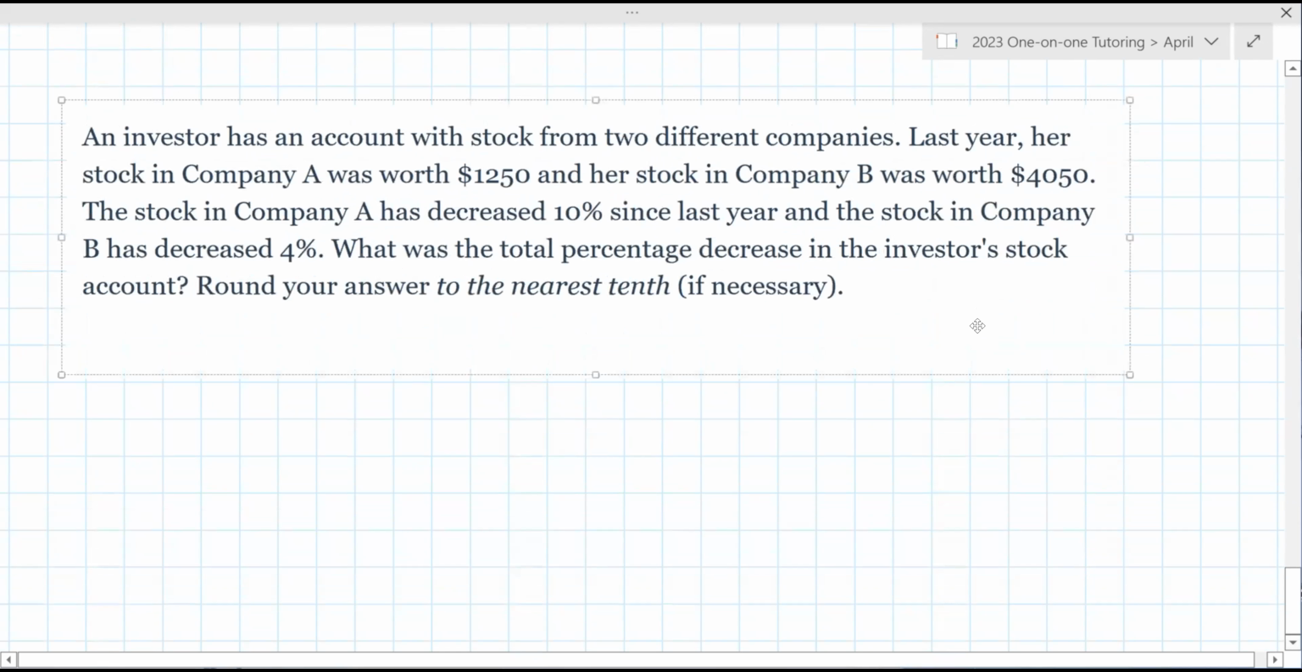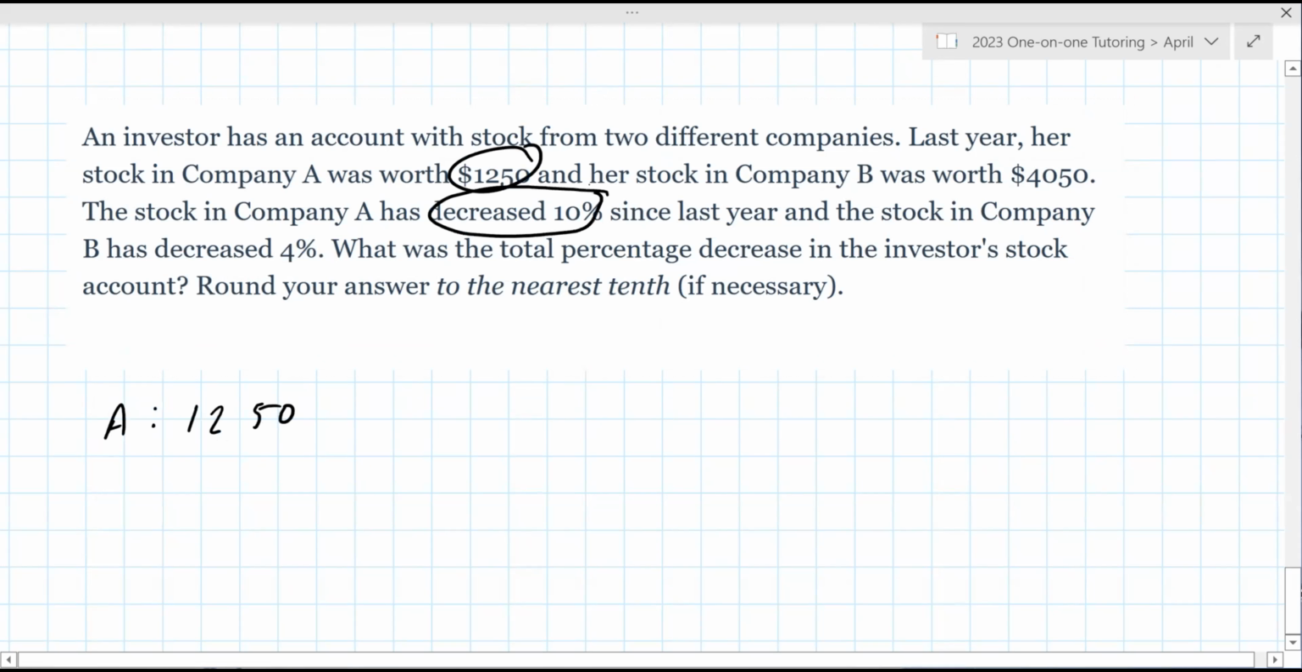All right. Investor has an account with stock from two different companies. Last year, stock in company A was worth $12.50 and her stock in company B was worth $4.50. The stock in company A has decreased 10% since last year, and the stock in company B has decreased 4%. What was the total percentage decrease in the investor's stock account? Okay. So here, for company A, it was $12.50. And it went down 10%.